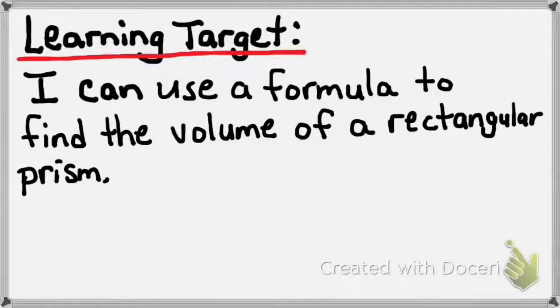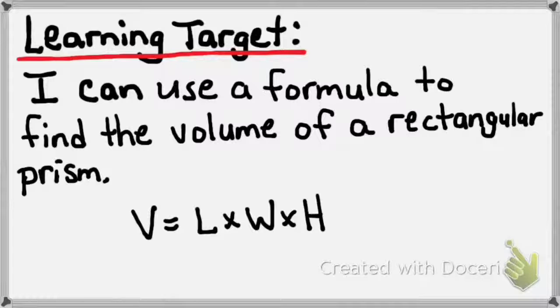And hopefully by now you can confidently say, I can use a formula to find the volume of a rectangular prism. And we know that formula is volume, or V, equals length, which is L, times width, which is W, times height, which is H.